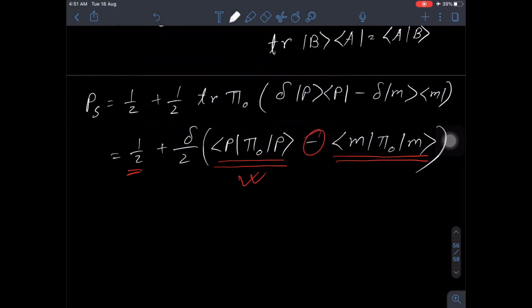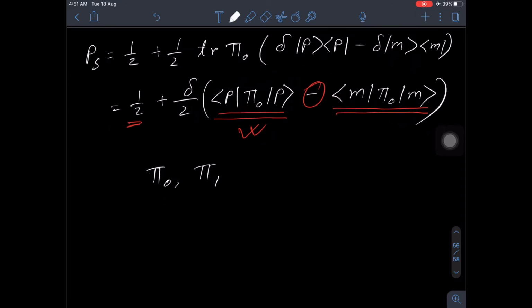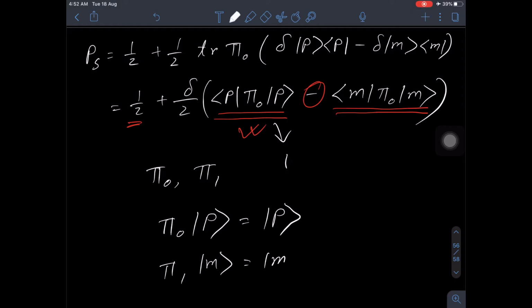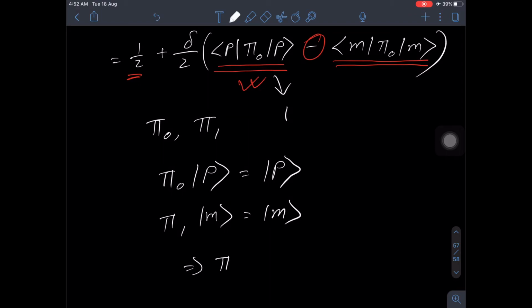We said that pi 0 and pi 1 were our choices, right? If I just choose pi 0, then pi 1 is fixed. So I can choose pi 0 in such a way that pi 0 on p just gives me p. Then this first term here would just give me 1. And I can obviously choose pi 1 on m is equal to m. That would imply, you can check it by yourself, that pi 0 on m is equal to 0.